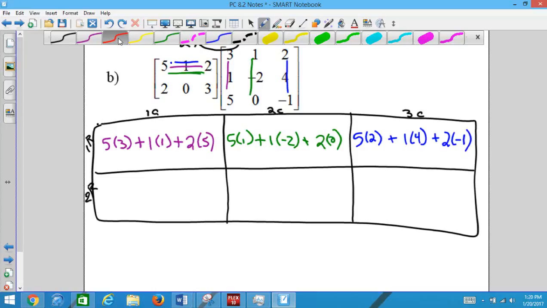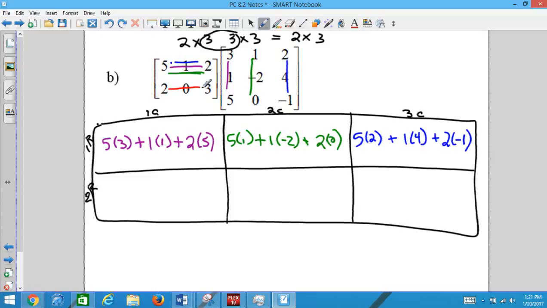What spot is this one right here? What spot is that? Second row, first column. So up here, I'm going to get that number by doing second row, first column. So I'm going to do 2 times 3 plus 0 times 1 plus 3 times 5.